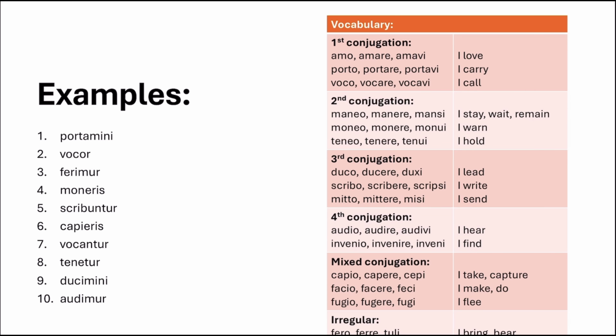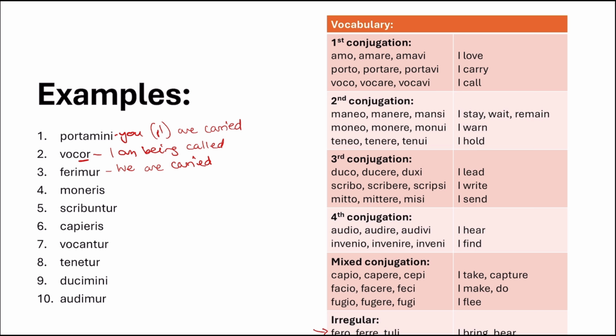So, portamini would be, so if you think of your endings, r is to mini untur, you plural are carried or are being carried. Vocor, like I said, that o there, first conjugation from voco, to call. So I am being called or I am called, either is fine. Ferimur from fero, which is dropping off the bottom of our screen there, but fero is to bring, bear, or carry. So we are carried.